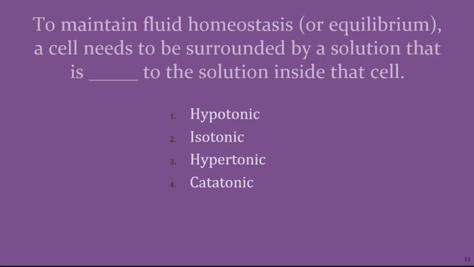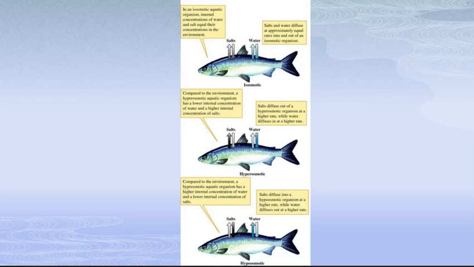To maintain fluid homeostasis or equilibrium, and when we talk about fluid homeostasis, we're talking about osmoregulation, a cell needs to be surrounded by a solution that is hypotonic, isotonic, hypertonic to the solution inside that cell. Well, remember, you don't want lots of flow, so isotonic would be the best, yeah? And so what you have to do is end up pumping solutes in or out of the cell, or water in or out of the cell to make that happen, okay?